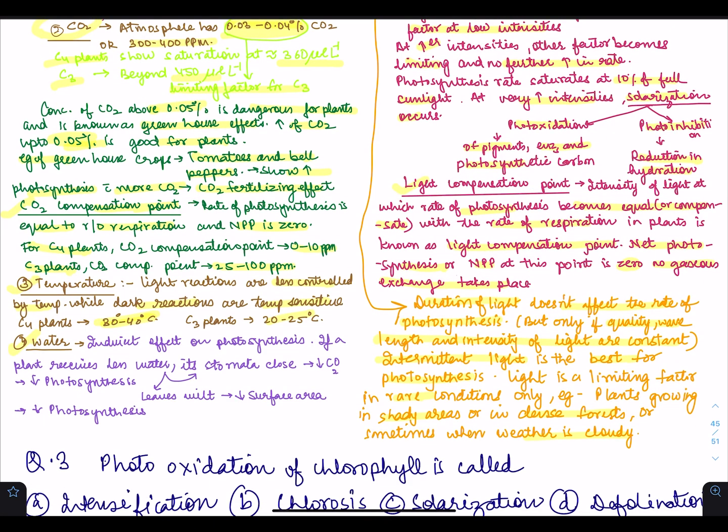Water has an indirect effect on photosynthesis. If a plant receives less water, its stomata will close and this will cause less carbon dioxide to enter. Hence, there will be less photosynthesis. The leaves of the plant will also wilt if it receives less water. In that case, the surface area of leaves will decrease and hence again the photosynthesis will be less. So, it has an indirect effect on photosynthesis.